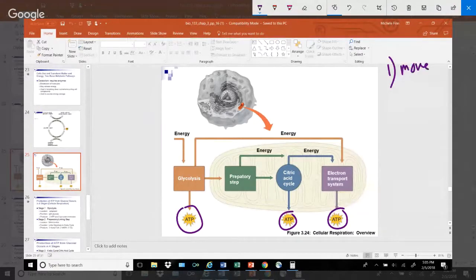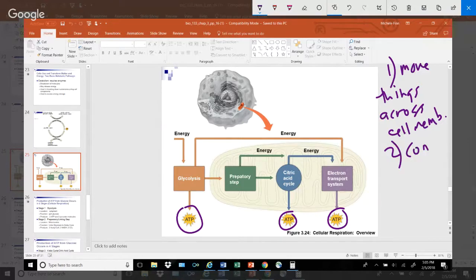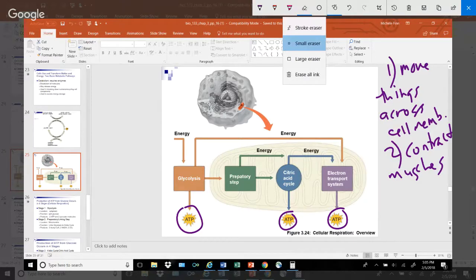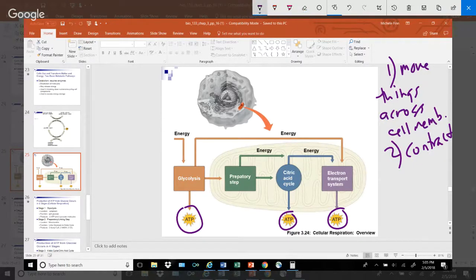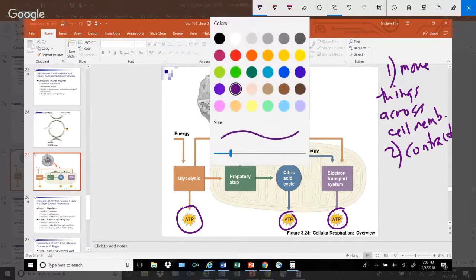Remember active transport? We needed ATP for that. Well, muscles can contract. I'm going to abbreviate cell membranes. Contraction of muscles. Right? We're going to need ATP for that. Muscles.